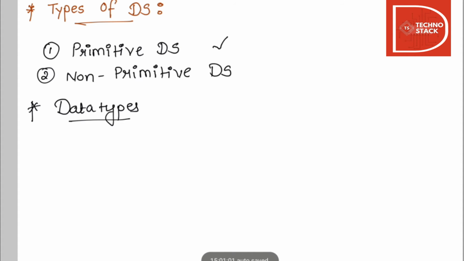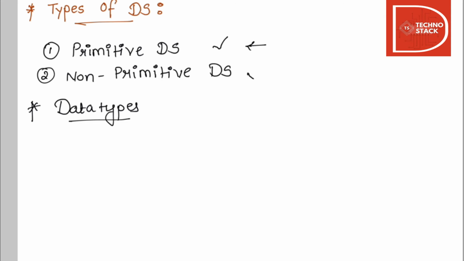First is integer. It is a data type which allows all values without fractional part. We can use it for whole numbers. Then next is float. It is a data type which is used for storing fractional numbers. Then next is character. It is a data type which is used for character values. And the last one is pointer. A variable that holds the memory address of another variable is called a pointer. So that was all about primitive data structures.